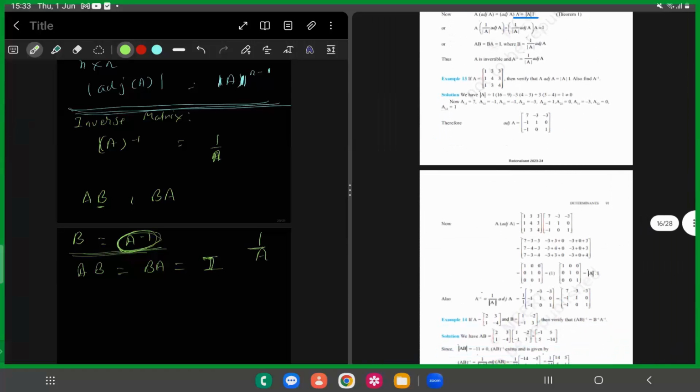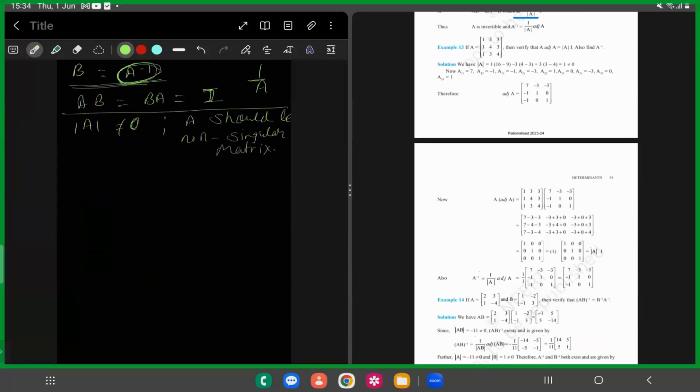And the condition for the existence of the inverse is simply that the determinant of A should not be equal to 0. Okay, so that means A should not be a singular matrix, or we can say that A should be a non-singular matrix. Okay, non-singular matrix.